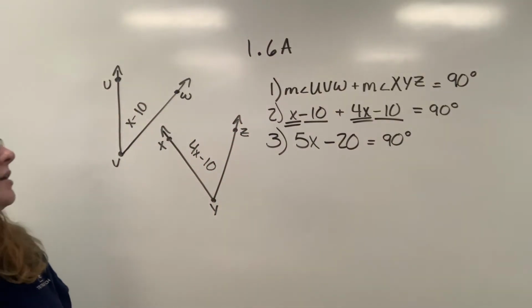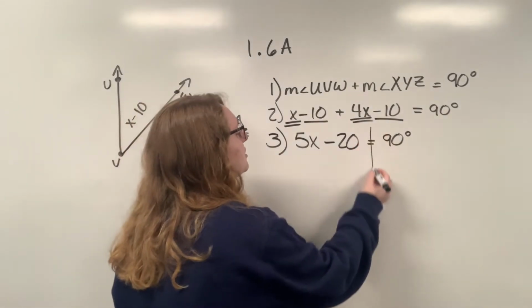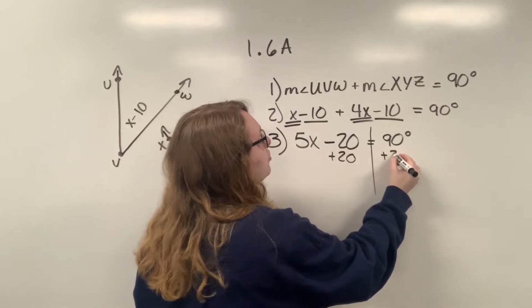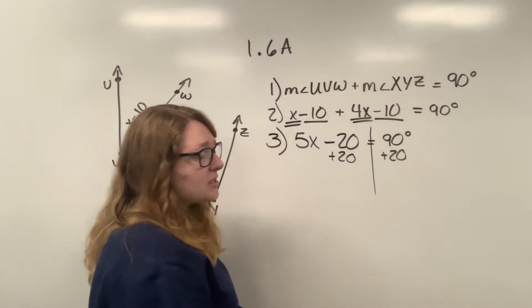Okay? So I see some subtractions. The opposite operation of subtraction is addition. We're going to add 20 once on each side of the equal sign.